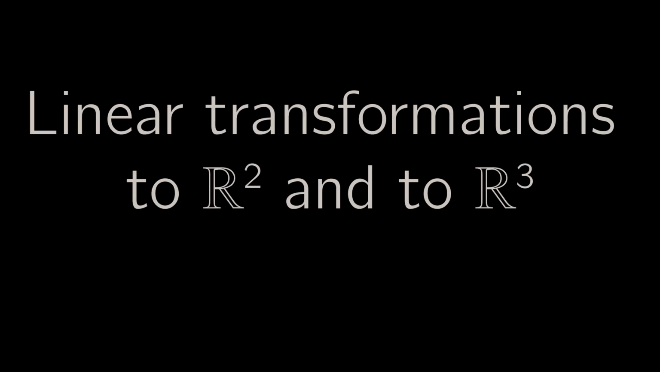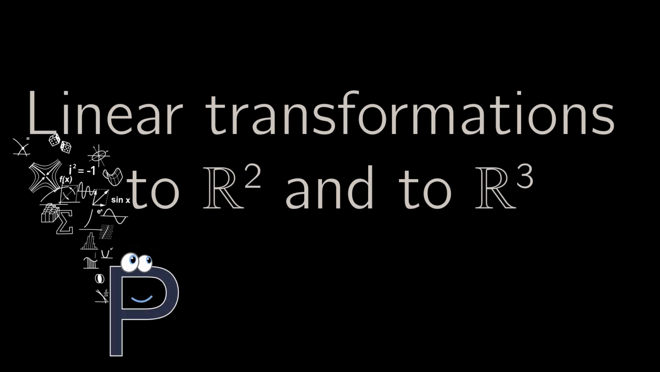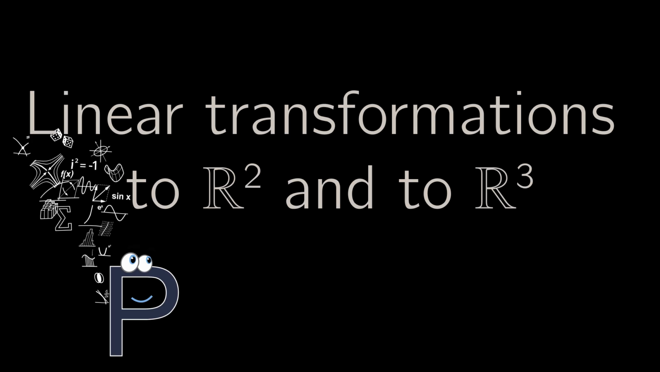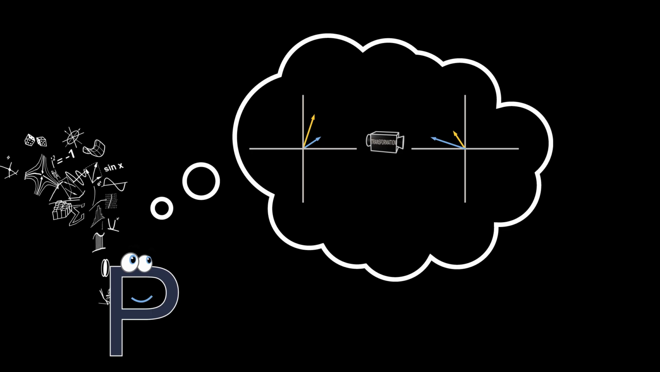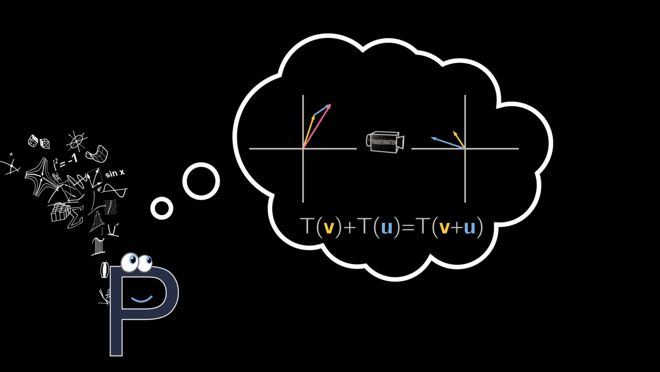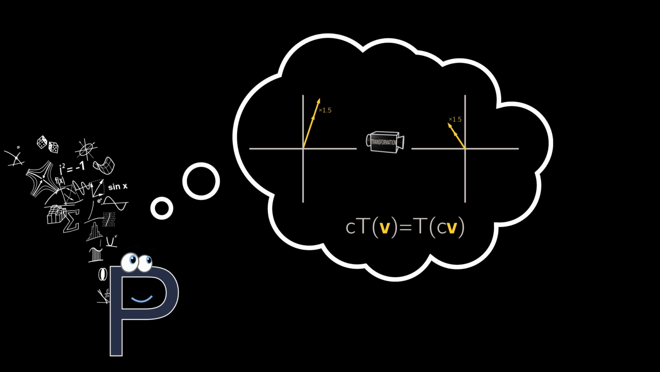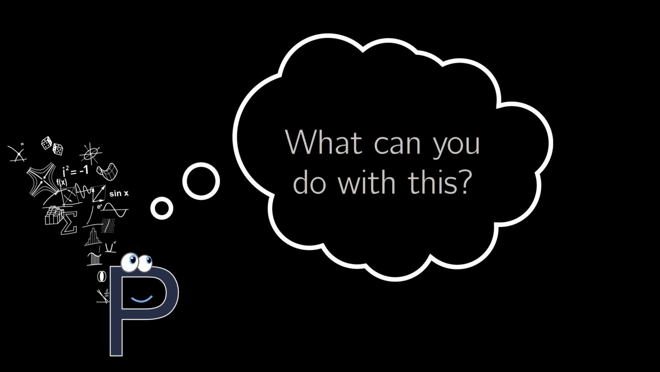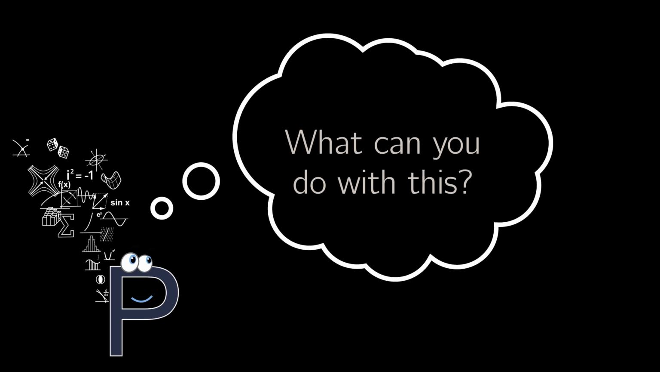Linear transformations to R2 and to R3. Linear transformations map each point in their domain to a point in their codomain. The linearity properties pose some heavy restrictions on the kind of transformations that are possible. We'll see in this video that the range of possible linear transformations that we can describe with a simple matrix operation is still very broad.